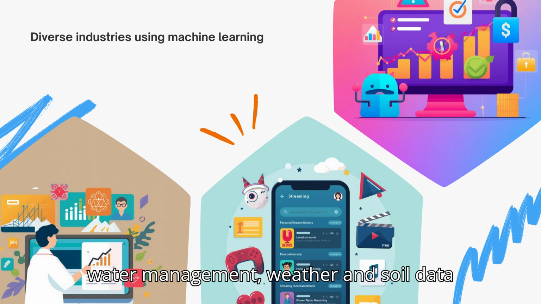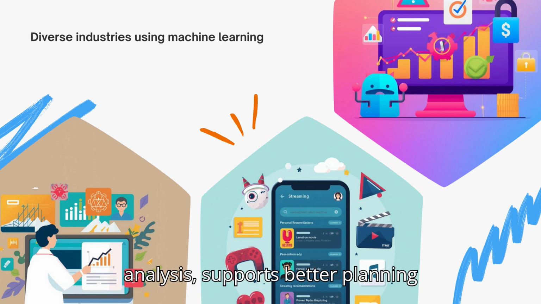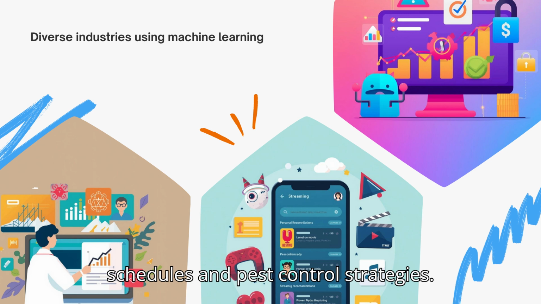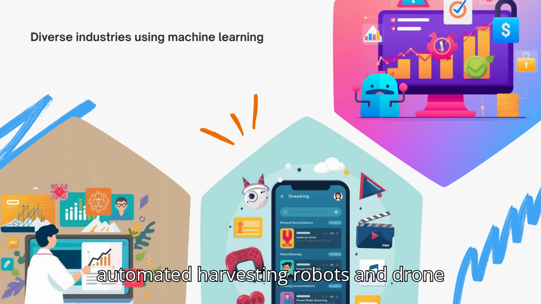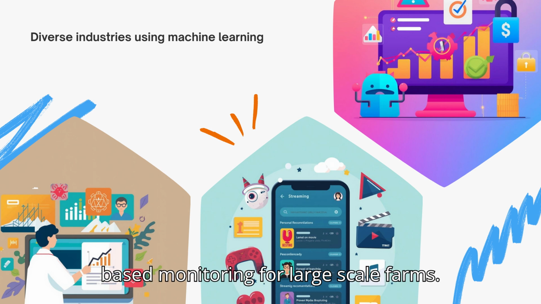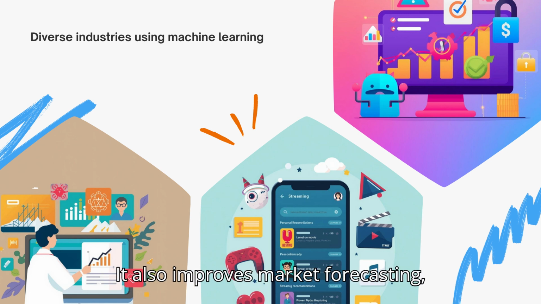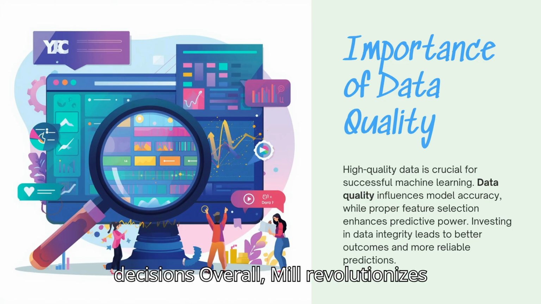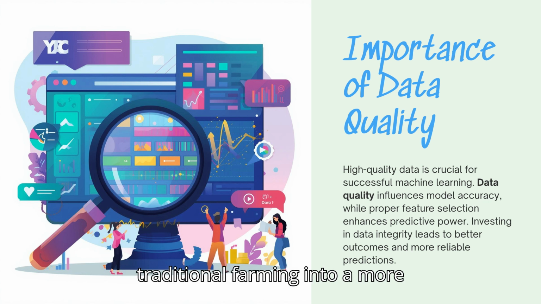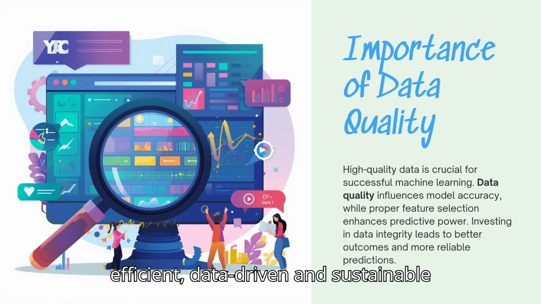Weather and soil data analysis supports better planting schedules and pest control strategies. Additionally, machine learning powers automated harvesting robots and drone-based monitoring for large-scale farms. It also improves market forecasting, helping farmers make informed economic decisions. Overall, ML revolutionizes traditional farming into a more efficient, data-driven, and sustainable system.